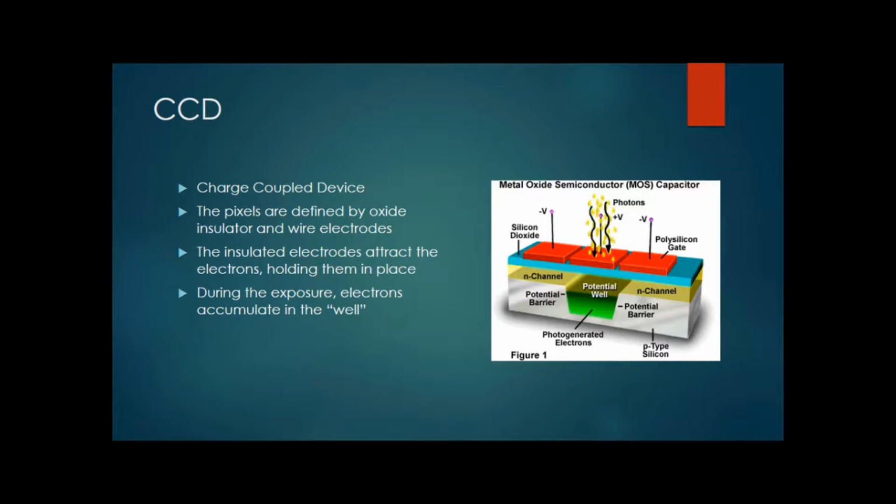The light goes through these electrodes into the silicon and generates photoelectrons. A photon hits the silicon, knocks off an electron, and it's free to roam around. But because there's a positive charge up here, the electrons are attracted to it. So they head up towards the positive electrode, but they can't get through the silicon dioxide. So they all sit here, and they collect as you expose your camera to the stars. During the exposure, they all collect together in these little wells, which are what the pixels are.